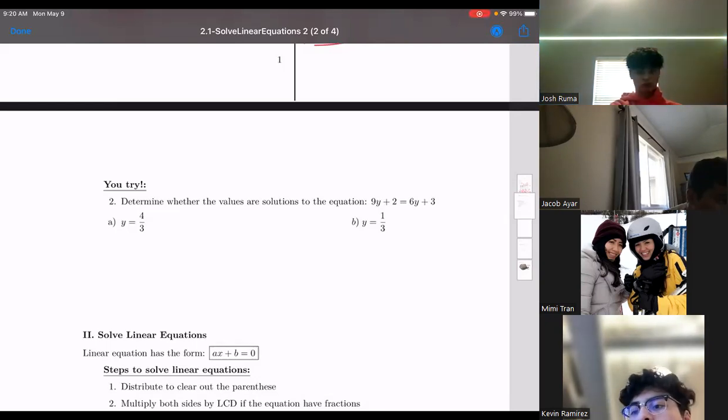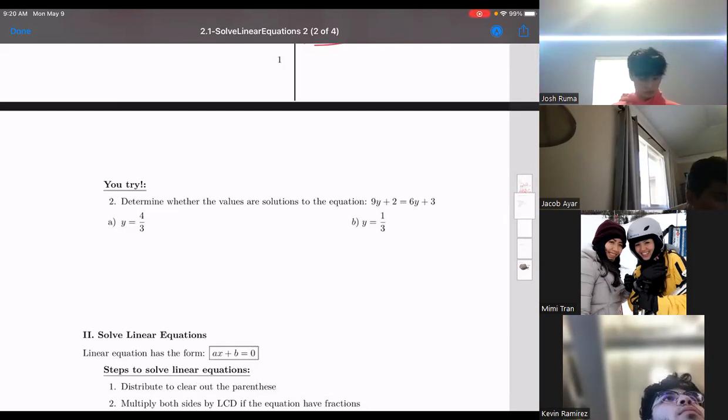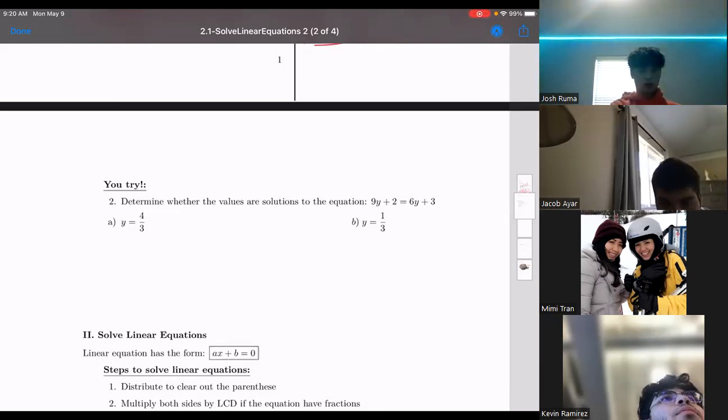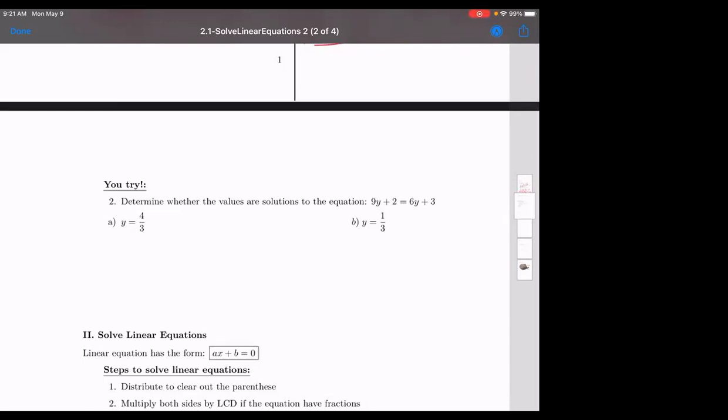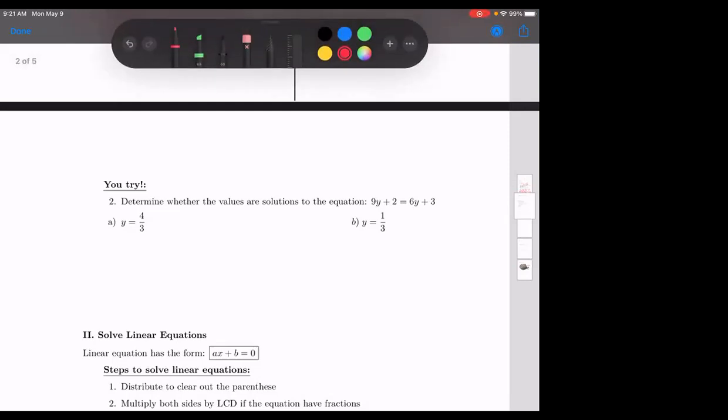So which one is it, yes and no? Oh, I think so, yeah, all of you have the same answer, so must be it. Okay, so A, Joshua says A is not, B is yes. Haya, B is a solution. What about A? It's not. Alex, same. Good. Very good. Everyone has the same answer, so must be correct.